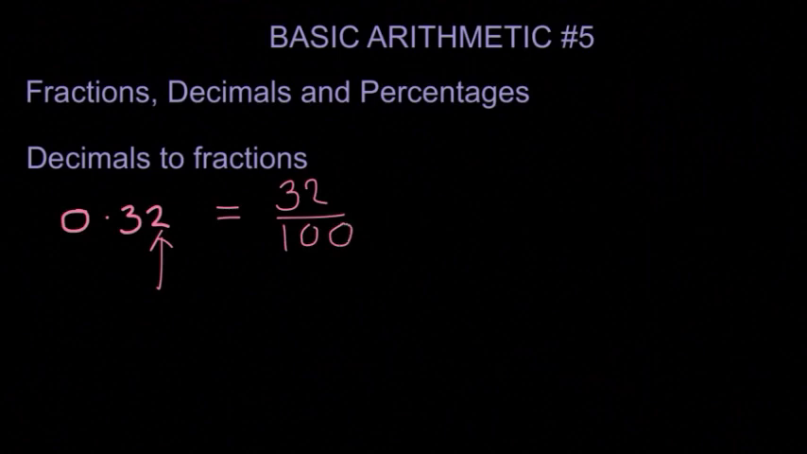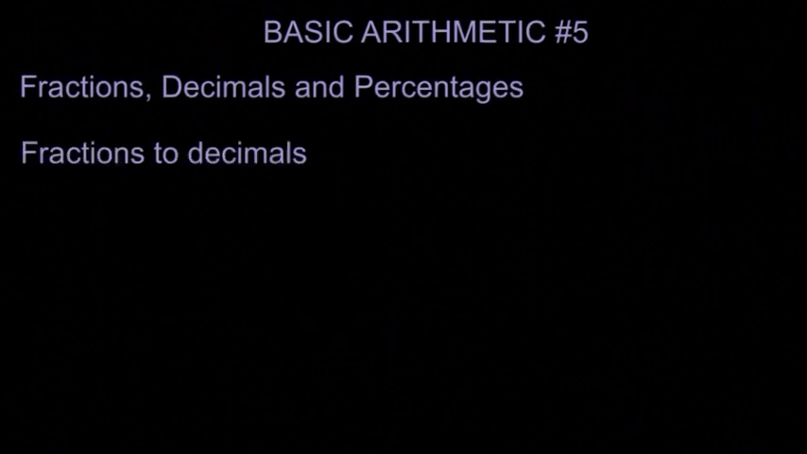But 32 over 100 can also be simplified, so we need to find a common factor that will go into both 32 and 100. And 4 goes into 32 8 times, so we have 8 on the top, and 4 goes into 100 25 times. And these two numbers don't have any more common factors. The decimal 0.32 can be expressed as a fraction, 32 over 100, which when simplified would be 8 over 25.